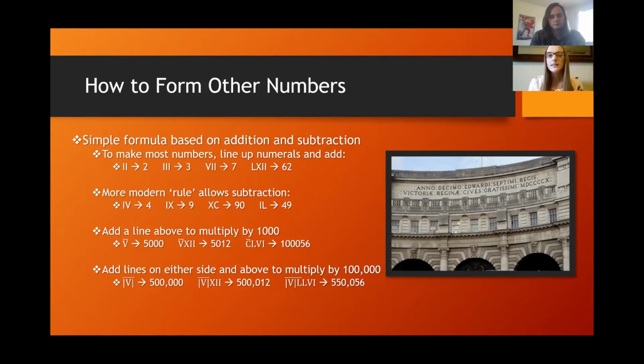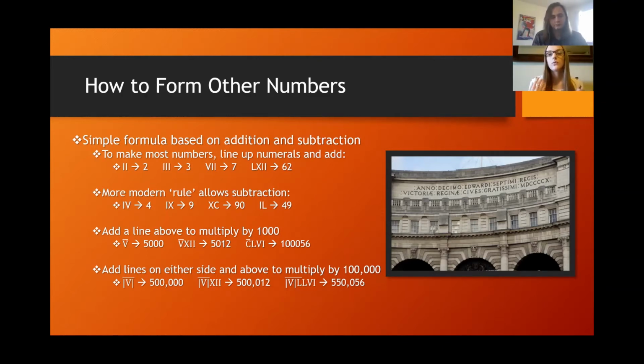A little bit later in ancient Roman history, they came up with the use of subtraction in order to represent a number. This would be by placing a smaller numeral to the left of a larger numeral, and this would be subtracting from that value. So in the case of 4, you would have IV, I is 1, V is 5, 1 less than 5 is 4. In the case of 90, you would have X is 10, C is 100, 10 less than 100 is 90. And so these are the two basic ways that you would come up with larger numbers that are not just the basic numerals.